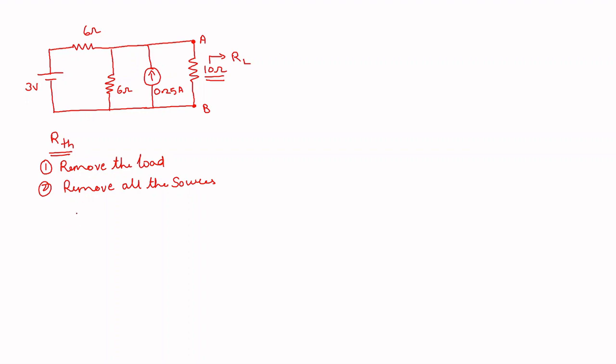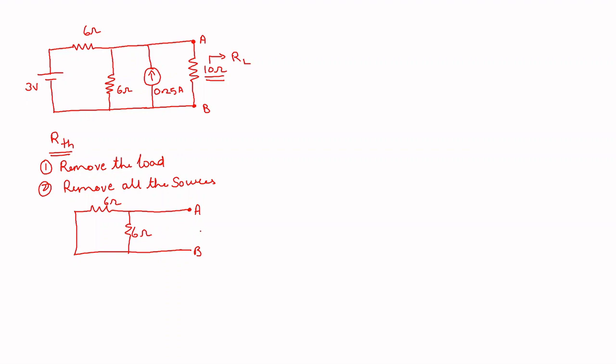Let me show you the circuit. Short circuit of the 3 volts, then 6 ohms. Here you have 6 ohms. And the current source is removed by open circuiting, and I have also removed the load. So this is the circuit which is used for finding the RTH.